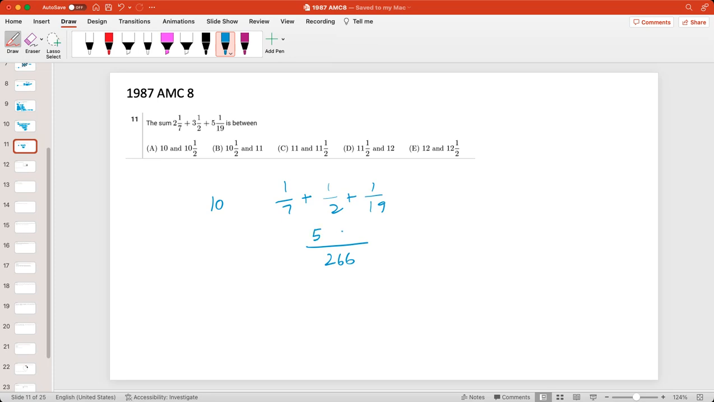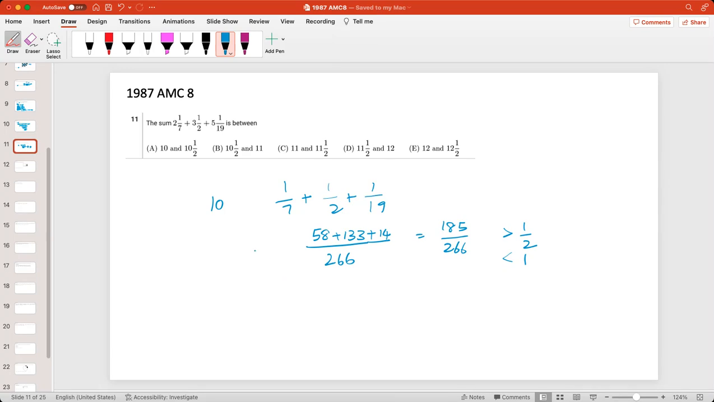5 and 8 7s are 56. Okay, so this is 133 and this is 14, right? So this is going to give me 185 by 266. So you will see that this number is greater than 1 by 2 but less than 1. So your answer is going to lie between this.